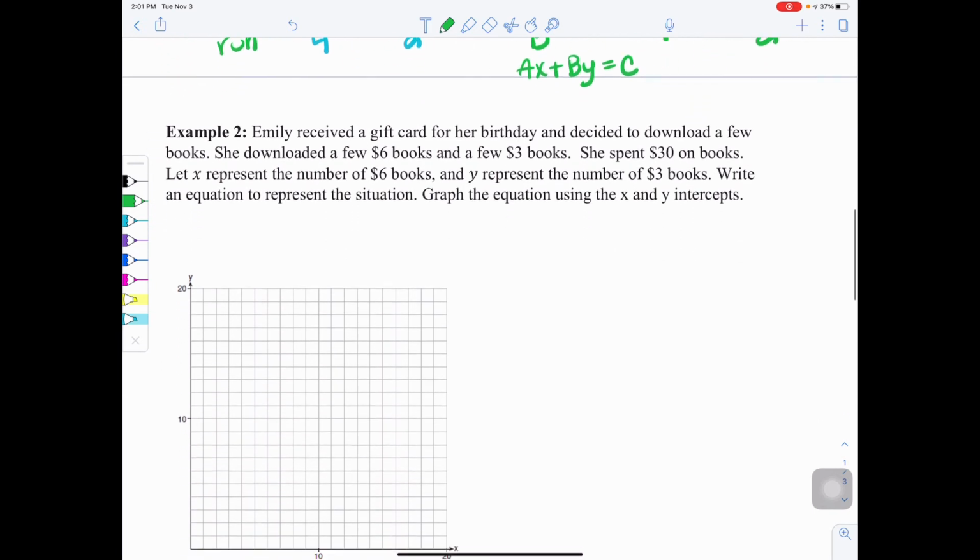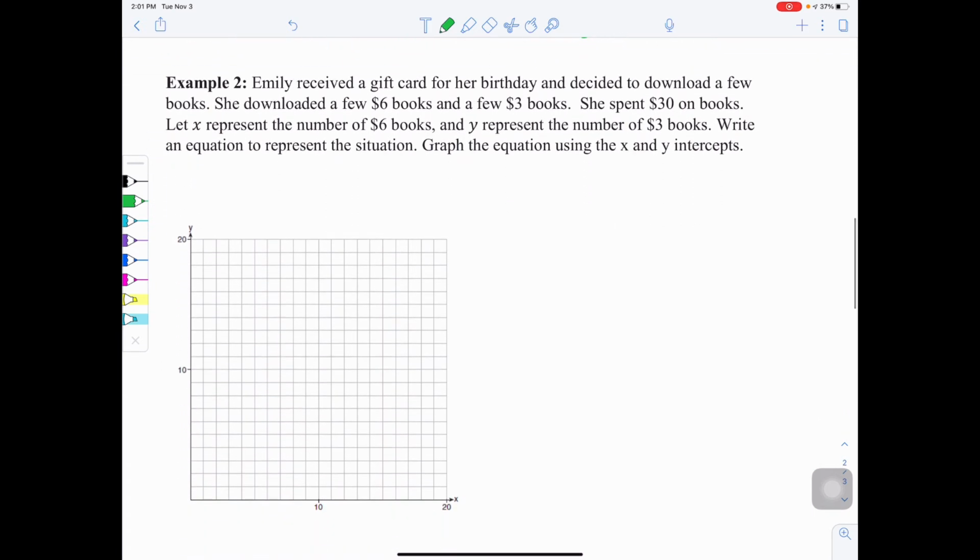Now for example 2, we're going to look at a word problem that involves standard form. Emily received a gift card for her birthday and decided to download a few books. She downloaded a few $6 books and a few $3 books. She spent $30 on books. Let X represent the number of $6 books and Y represent the number of $3 books. Write an equation to represent the situation. Graph the equation using the X and Y intercepts.